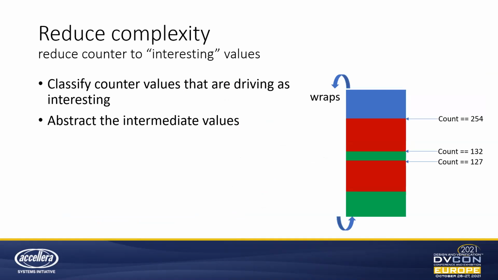Another way to reduce the counter complexity is to not cut the counter, but to deal with the counter values: to identify and classify the counter values that are driving interesting behavior, and to abstract the intermediate values. This is a more accurate way to deal with counter complexity, but in some cases it is not so straightforward, since it requires identifying the counter values that are actually interesting. So this is another way of dealing with complexity.